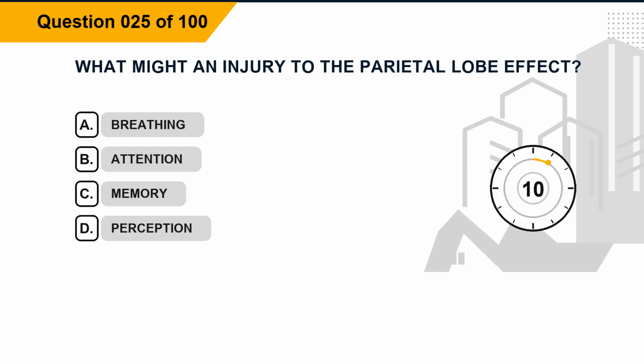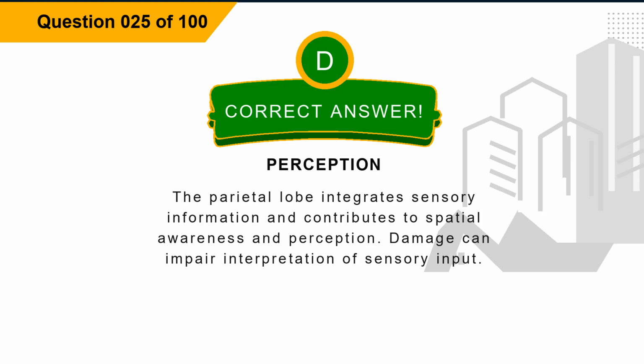Question 25. What might an injury to the parietal lobe affect? Option A, breathing. Option B, attention. Option C, memory. Option D, perception. The correct answer is option D, perception. Explanation: the parietal lobe integrates sensory information and contributes to spatial awareness and perception. Damage can impair interpretation of sensory input.